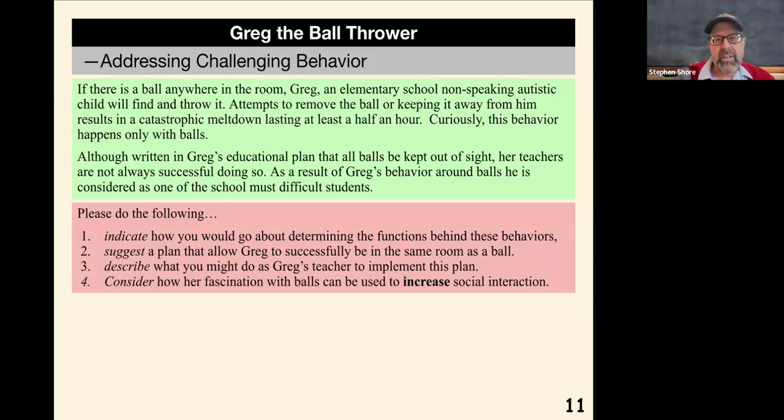So why is Greg doing this? What can we do to work with Greg? Is there a way to have it so Greg can successfully be in the same room as this object? Is there a way that this fascination with this object can be used to increase social interaction?